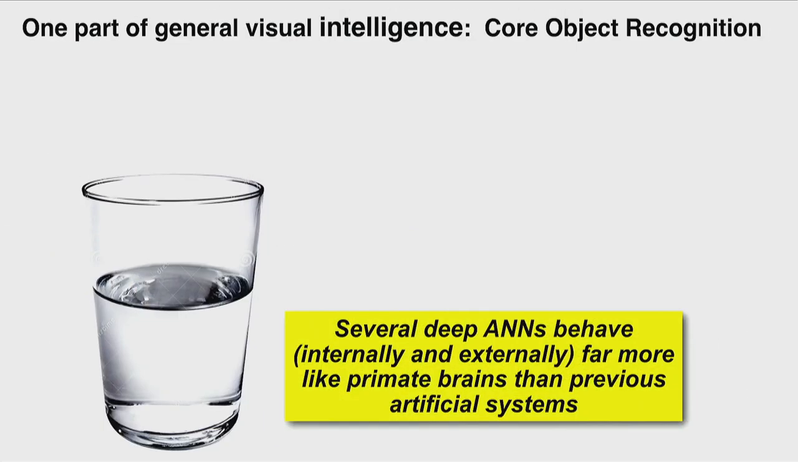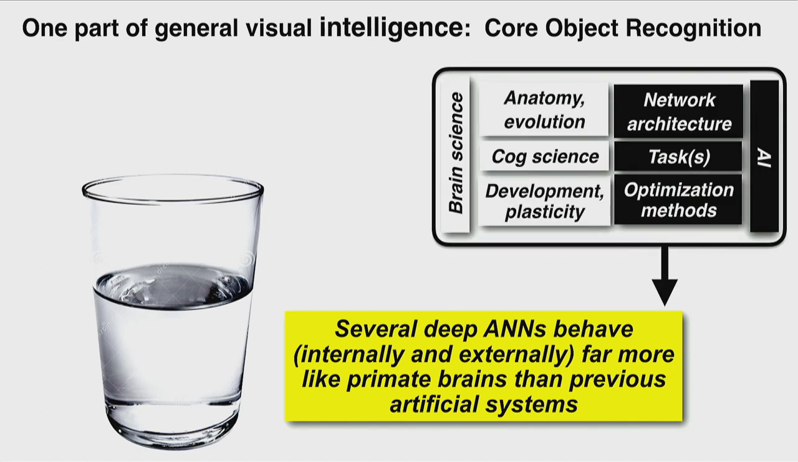And so here's a summary of what I maybe want to leave you with today. One part of general visual recognition intelligence is core recognition as a set-up task. It's not the only thing in vision, but it's one important task. And what I tried to tell you through most of today is that several deep ANNs, I started with HMO, but I talked about AlexNet and some of the more recent ANNs, behave both internally, that is their neural units, and externally, in their behavior, far more like the primate brain than previous artificial systems. And I showed you some of the quantification of that, both internal, and some of the external things beginning yesterday and briefly here today.